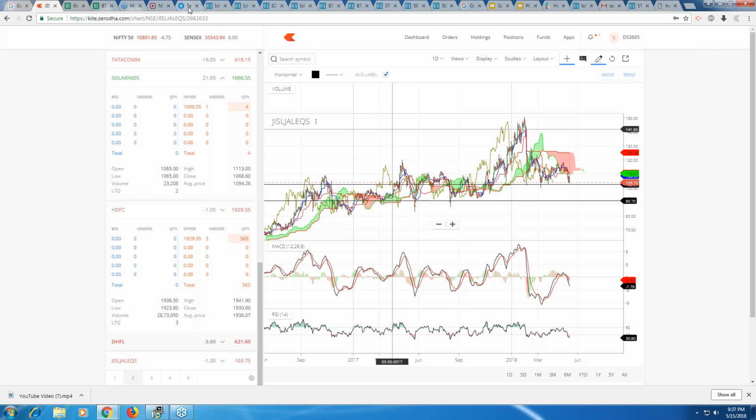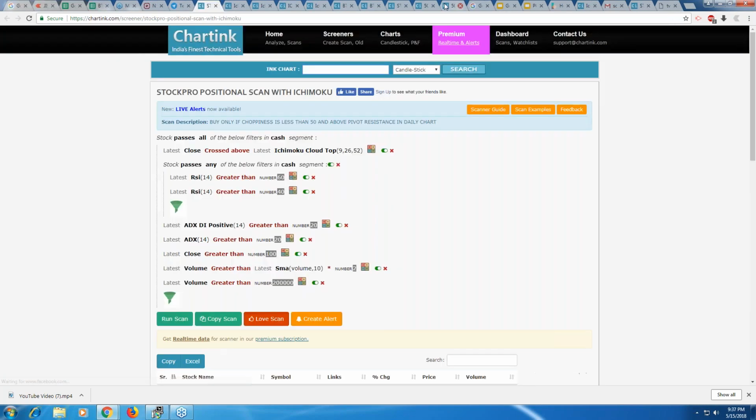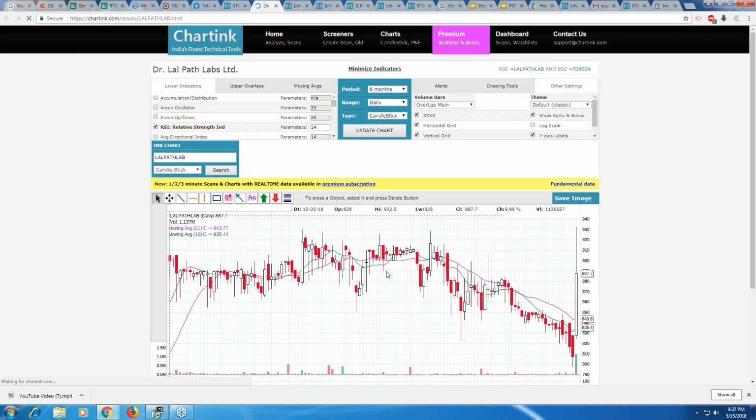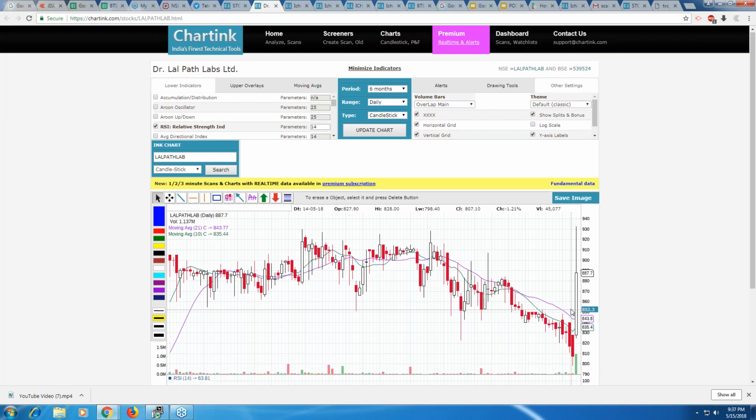So see here, Dr. Lal Path Laboratory is what you have got today. So let's see what comes up. Dr. Lal Path, it's above all the lines, but I never want to buy when such a huge candle is formed. I would prefer the exhaustion to go away so that we can catch the price at the right time.